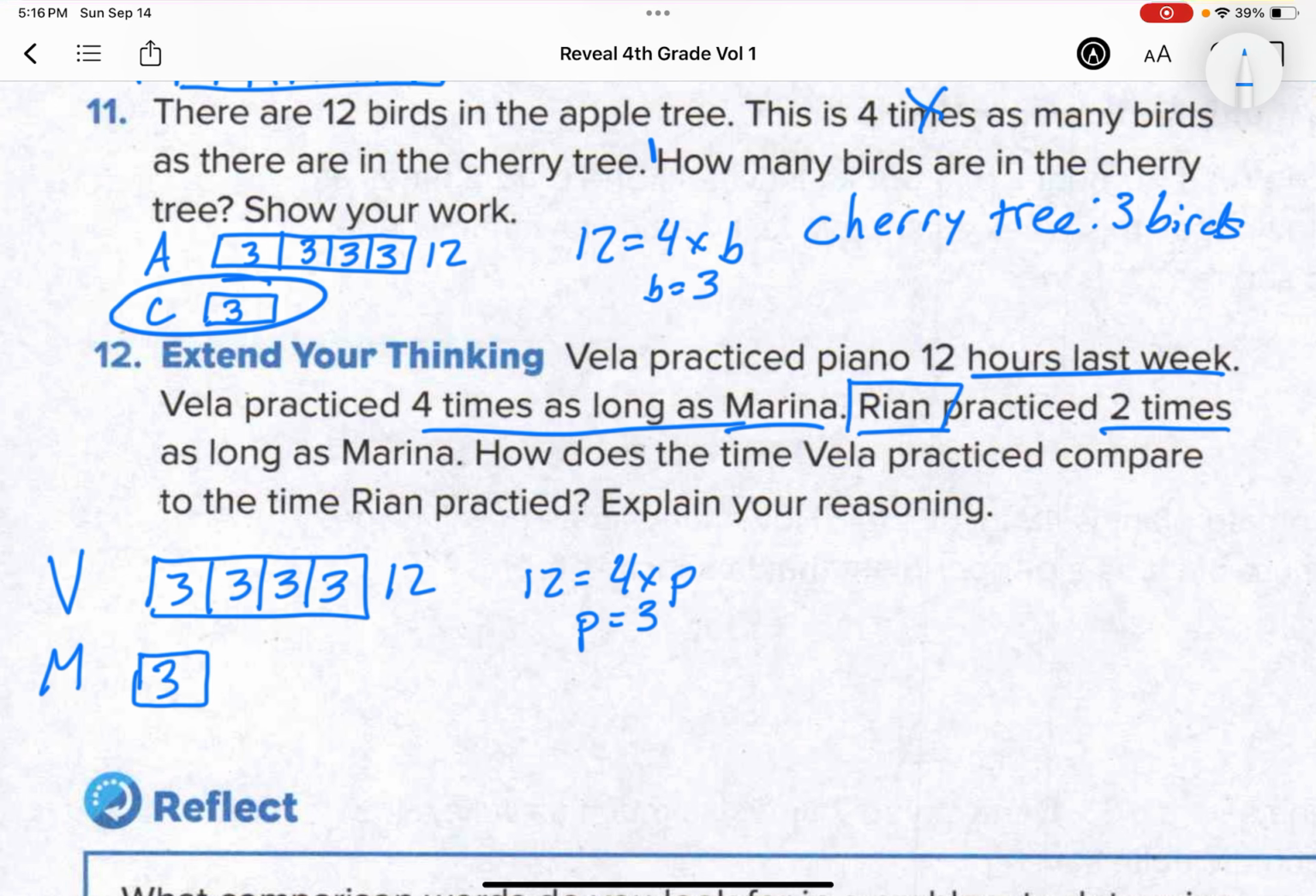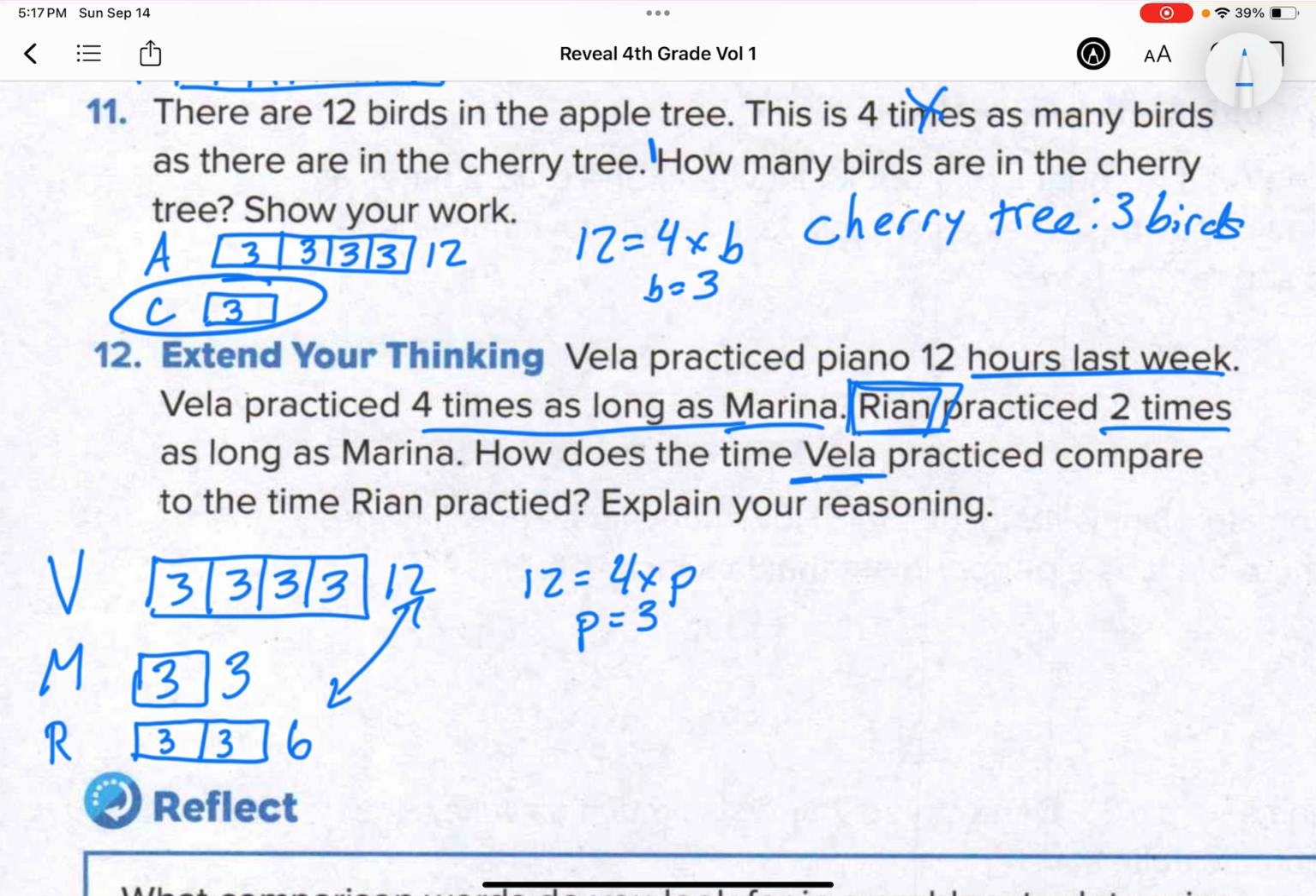It then says over here, Rian practiced 2 times as long as Mariana. So 2 times as long means 2 boxes. And we already know each box is 3. So how long did she practice? Well, she practiced for 6 hours. Now, our next question, though, isn't actually asking how long each one practiced. It says, how does the time Vela practiced compare to the time Rian practiced?